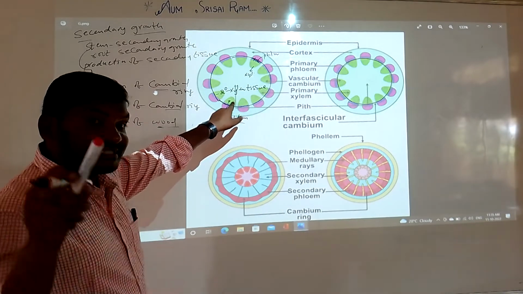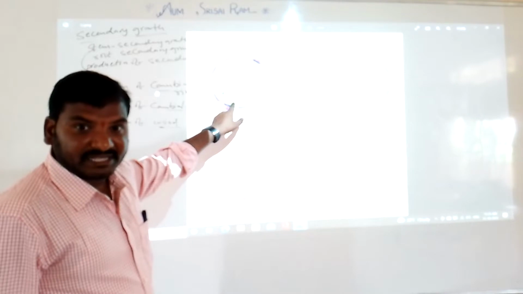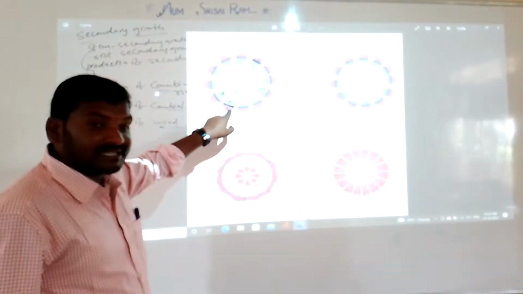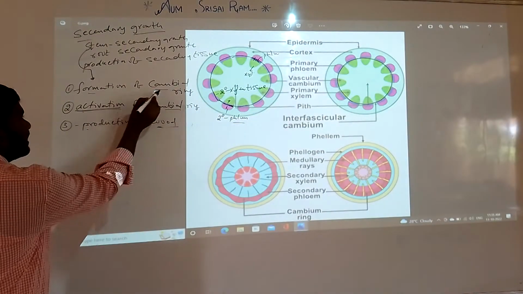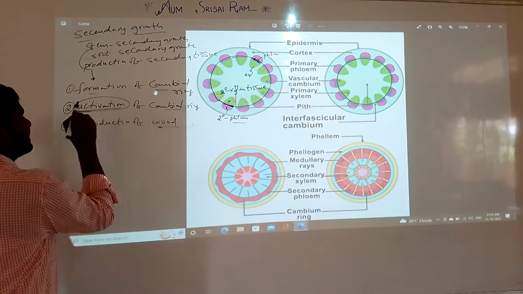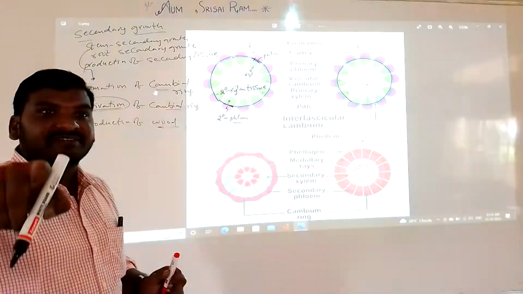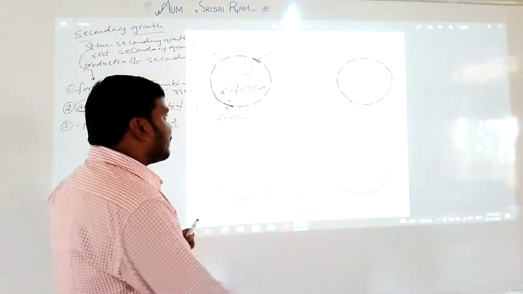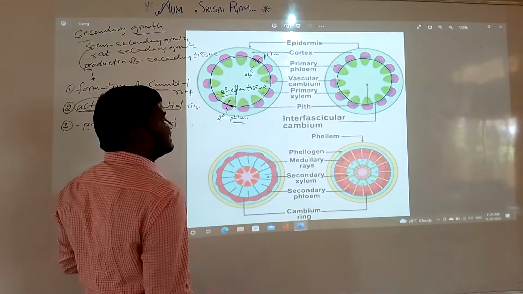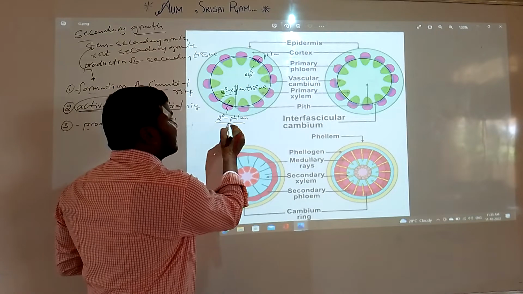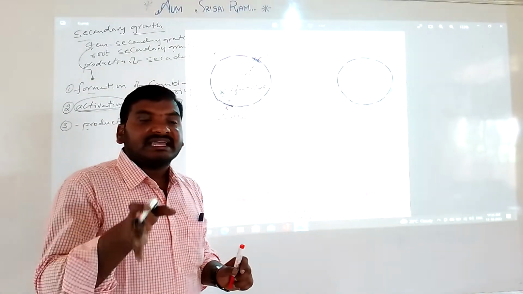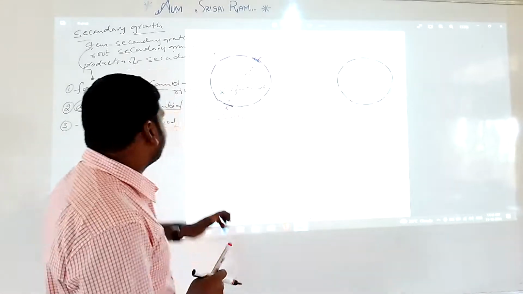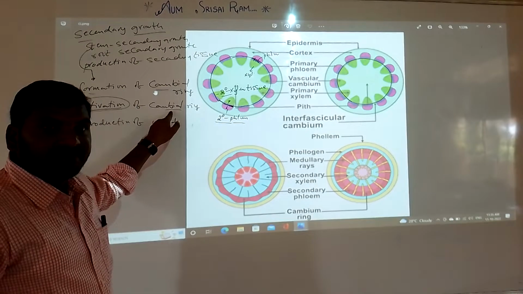Below the ring is the primary xylem, and above it is the primary phloem. By activation of the cambial ring, the primary xylem side produces the secondary xylem tissue and the primary phloem side produces the secondary phloem tissue. So it happens by the activation of the cambial ring.